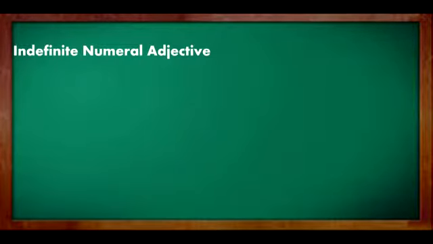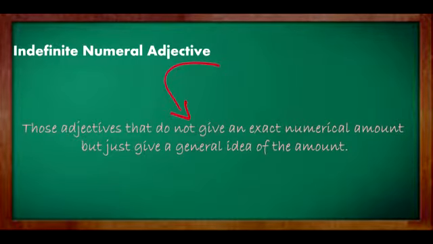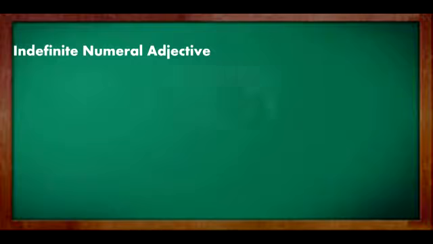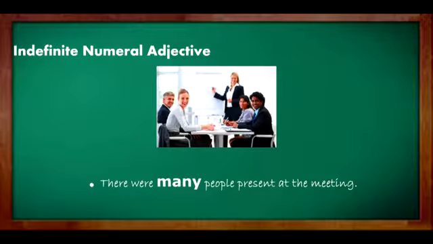Indefinite numeral adjectives. The indefinite numeral adjectives are those adjectives that do not give an exact numerical amount but just give a general idea of the amount. Example: some, many, few, several, all, and many more. Another example: there were many people present at the meeting.